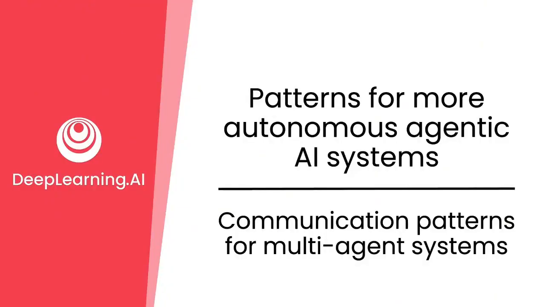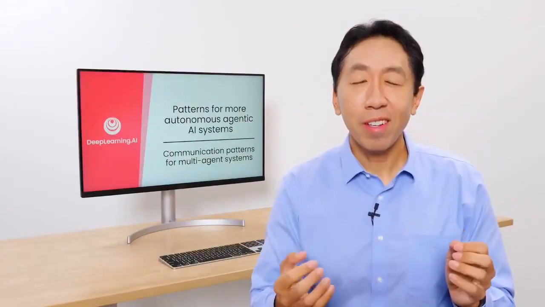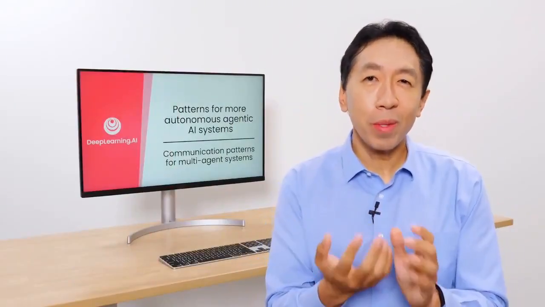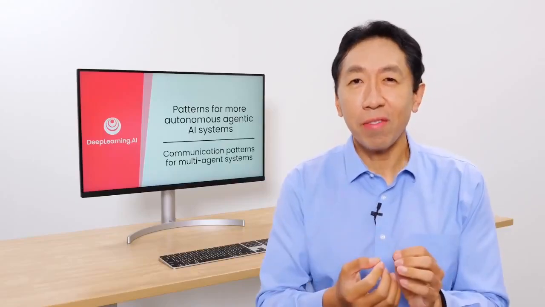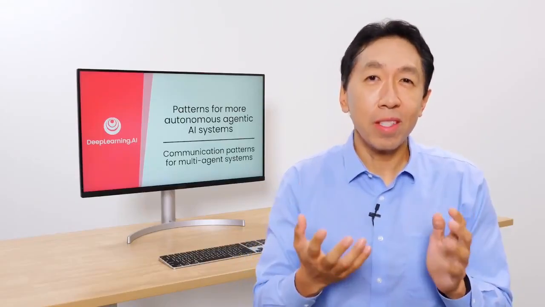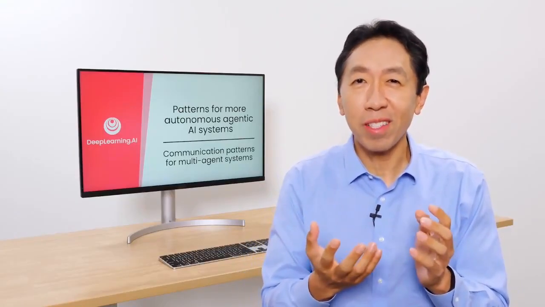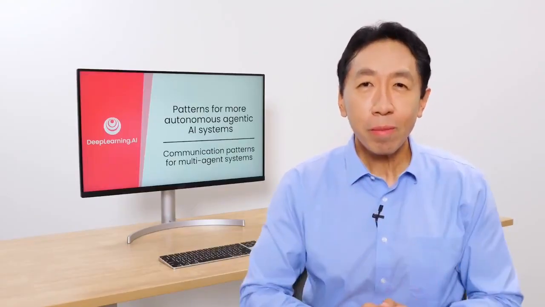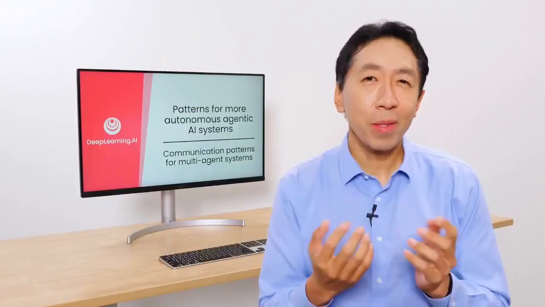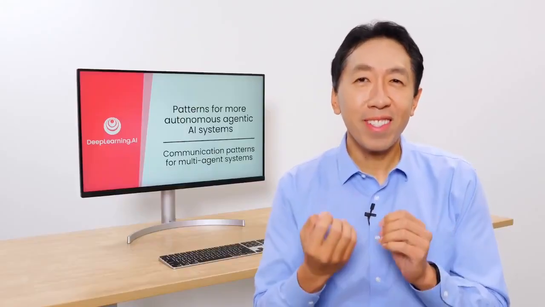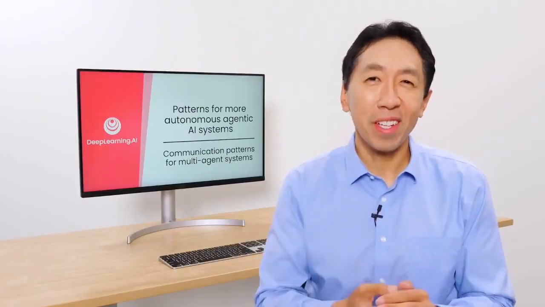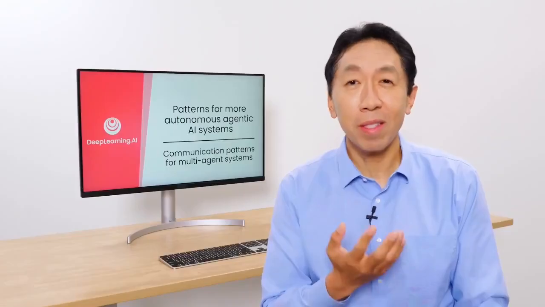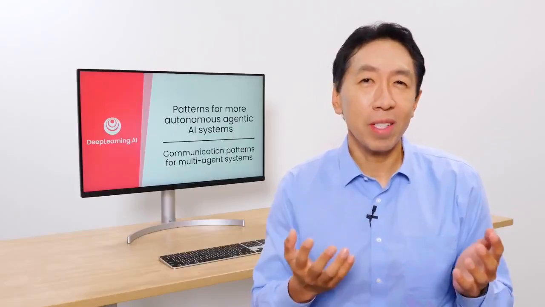When you have a team of people working together, the patterns by which they communicate can be quite complex. And in fact, designing an organizational chart is actually pretty complex, to try to figure out what's the best way for people to communicate and collaborate. It turns out designing communication patterns for multi-agent systems is also quite complex. But let me show you some of the most common design patterns I see used by different teams today.